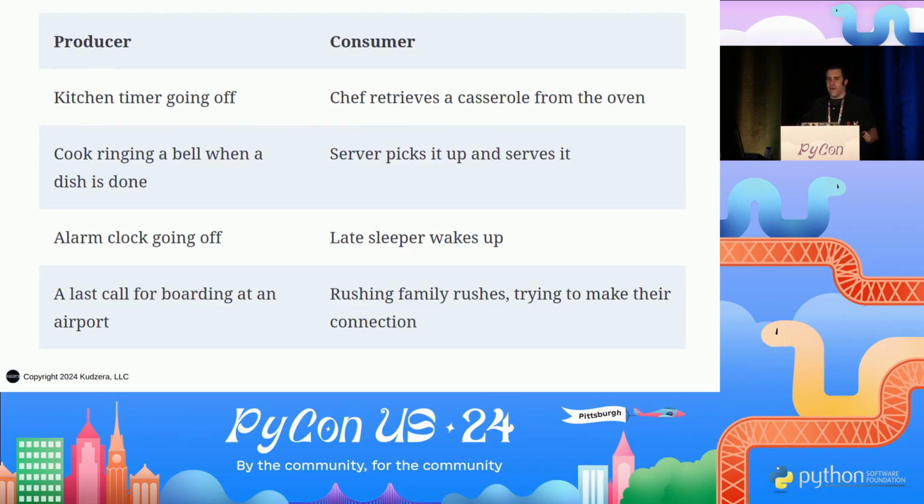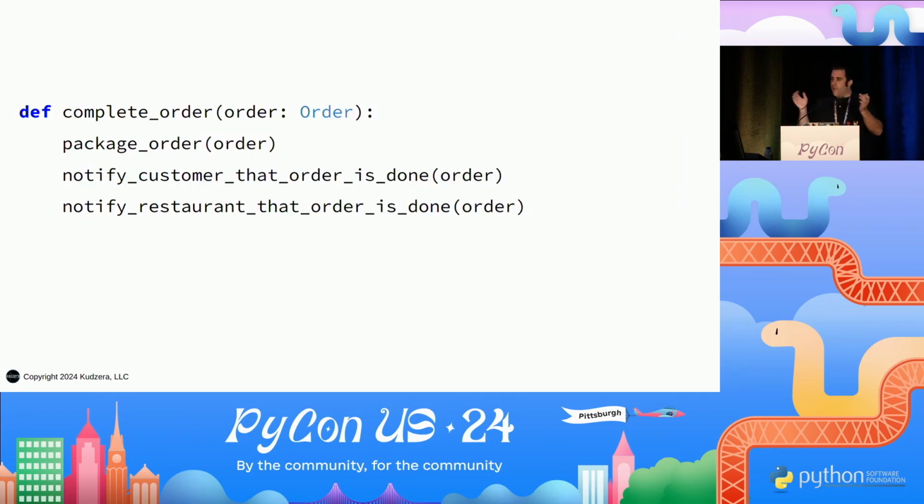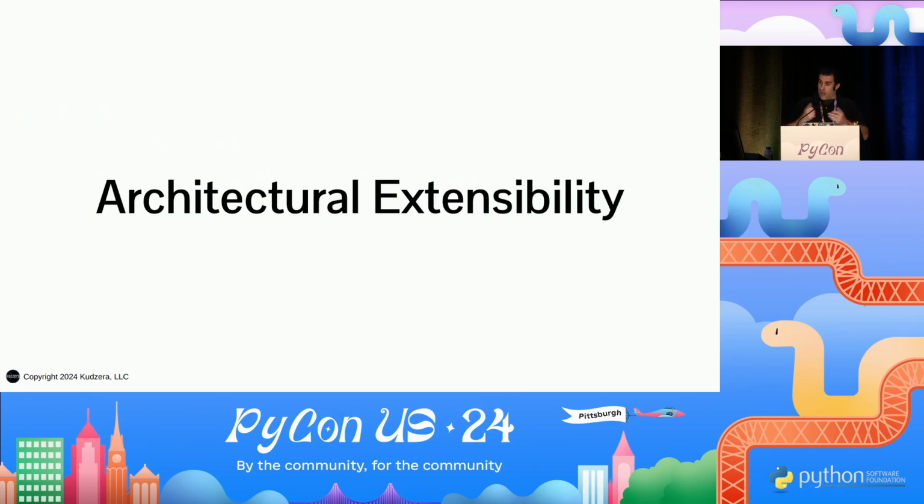Maybe an alarm clock's going off. The alarm clock is your producer, the act of it going off is an event, and the consumer is some late sleeper who then acts upon it. They wake up. Let's imagine I have some order management system. I'm completing my order. I package it and I notify the customer that it's done and I notify a restaurant that it's done. And I want to extend this. Maybe sales wants to know. Maybe my vendor wants to know for inventory. Maybe I'm doing drone delivery and I need to let the drone supplier know. I don't want to have to keep modifying this code when new cases come up. So again, we're talking about architectural extensibility.